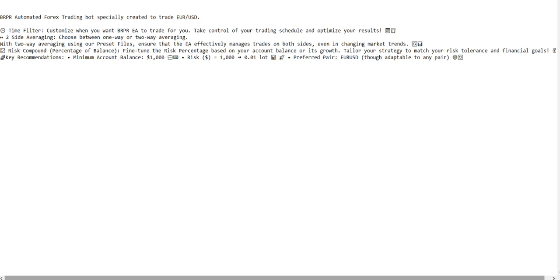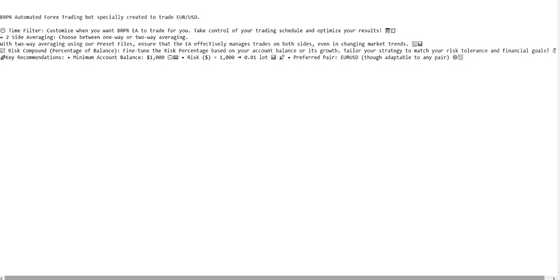Based on your preference, it has an option to choose the two-side averaging. You can choose whether you want to trade one way or two-way averaging. With two-way averaging, we are providing our preset files. This ensures that the EA is effectively able to manage trades on both sides, even in changing market trends.